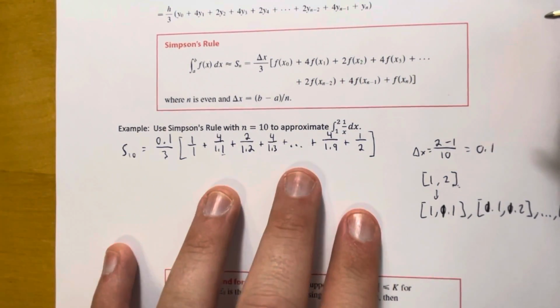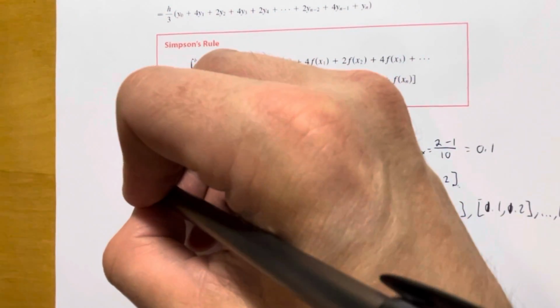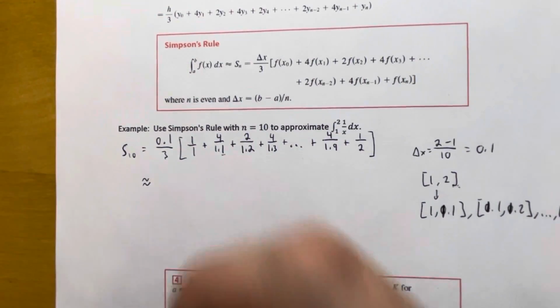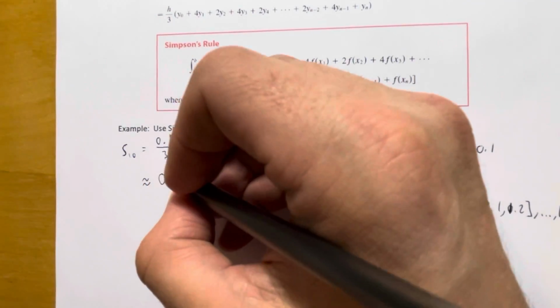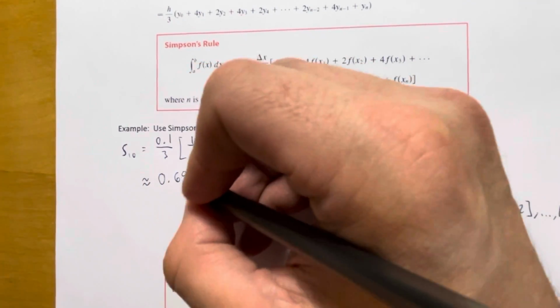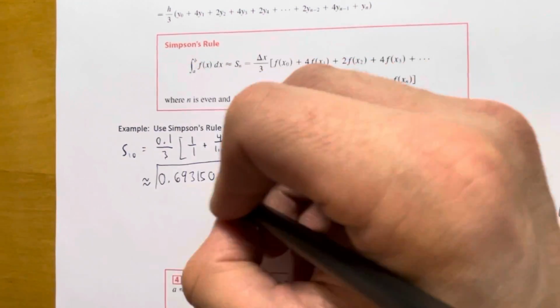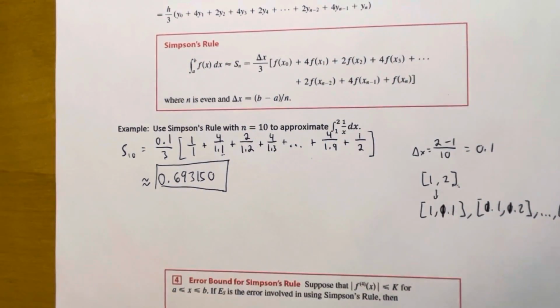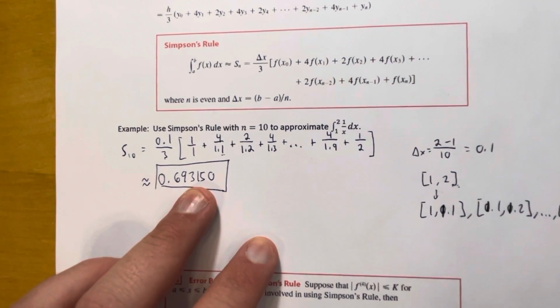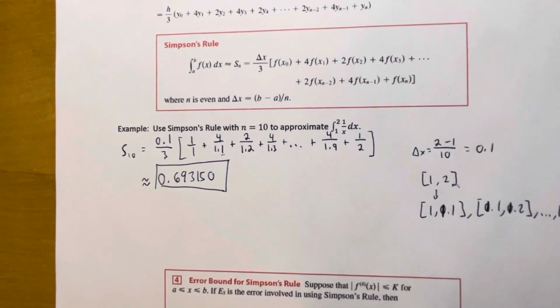So this all is going to go into a calculator, and what I end up with in this example is 0.969350, which if you compare to what we know the actual value of this integral to be, it's a significantly better approximation than what we got with our other techniques.